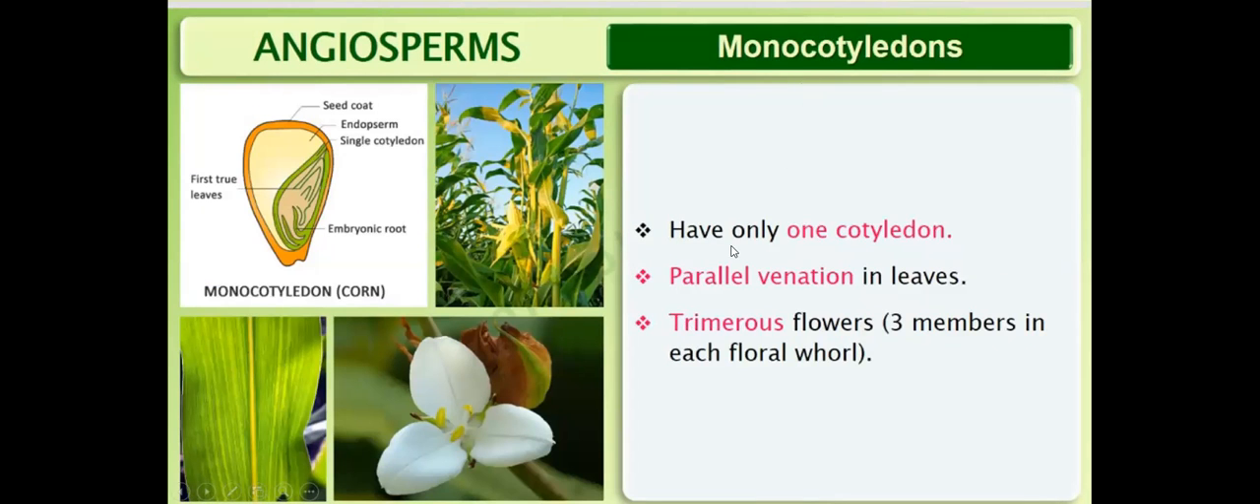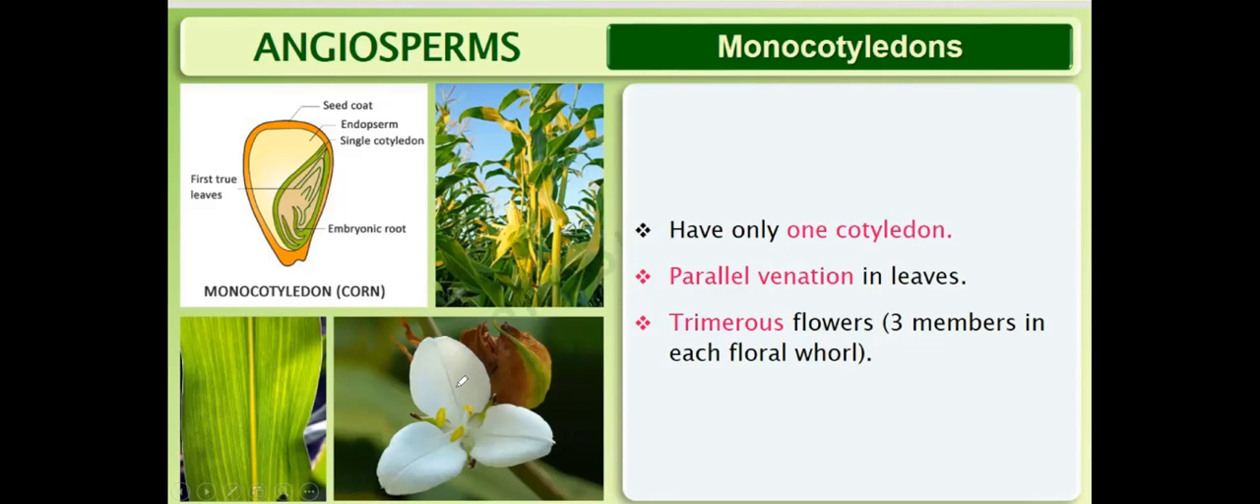Now monocotyledons have only one cotyledon. This is the seed. They have only a single cotyledon. In the leaves, the veins are arranged in a parallel way. They are not making any network. The arrangement of veins is parallel to one another. That is called parallel venation. On the basis of leaf, if you see the veins arranged parallel to the midrib, sometimes they may be in this way also. That is called parallel venation.